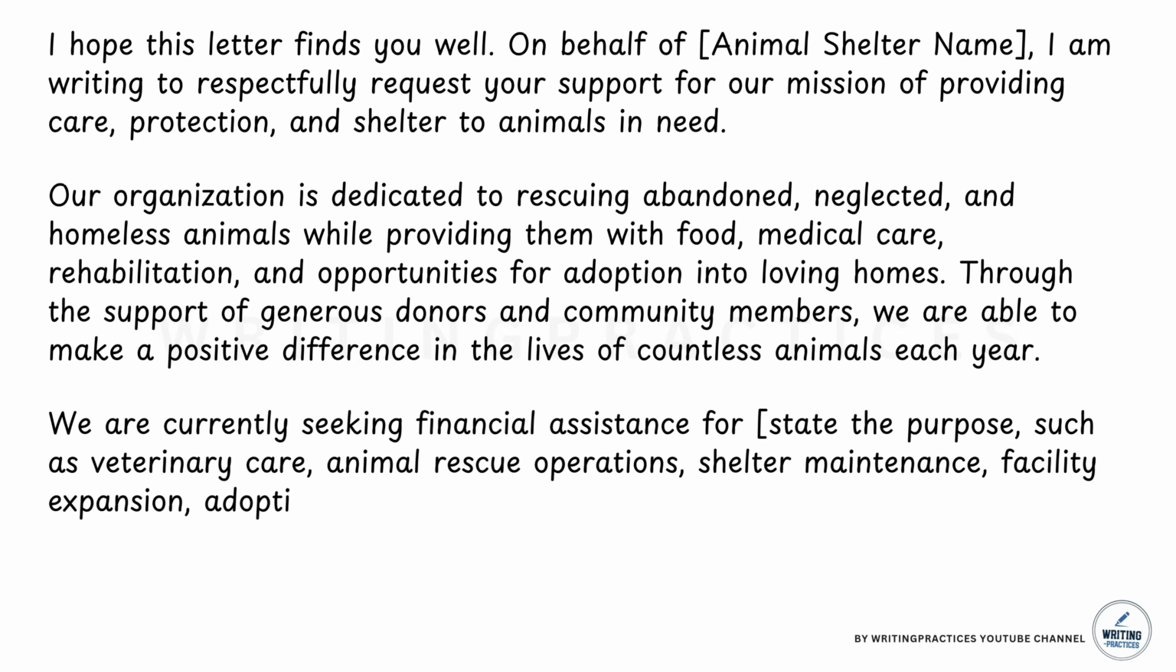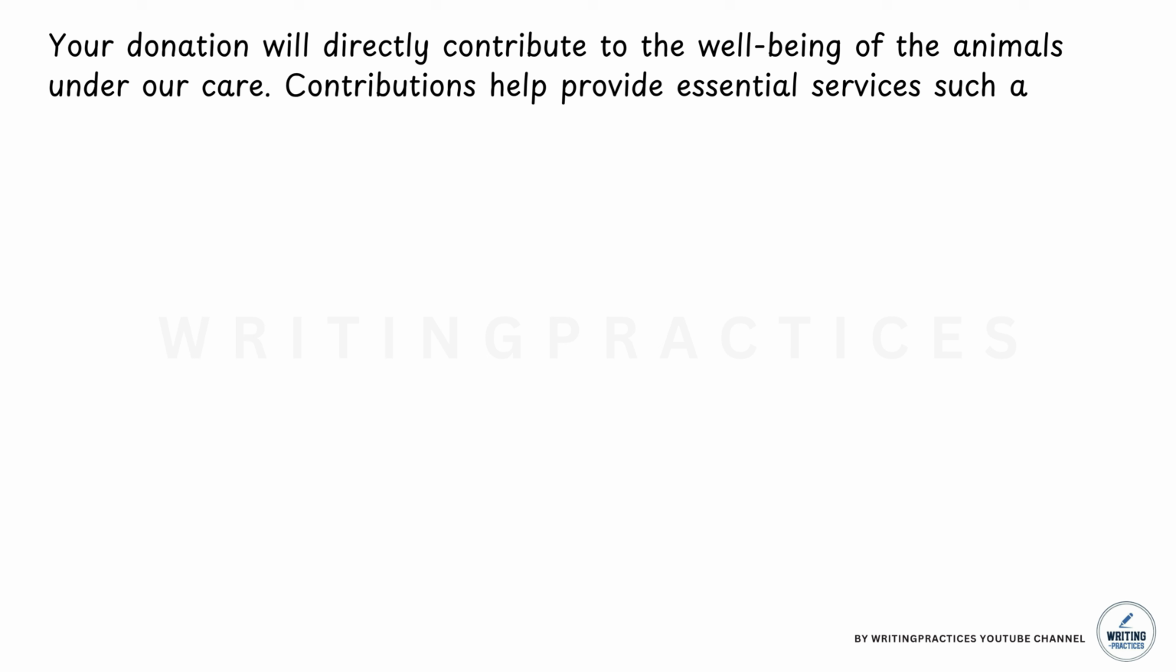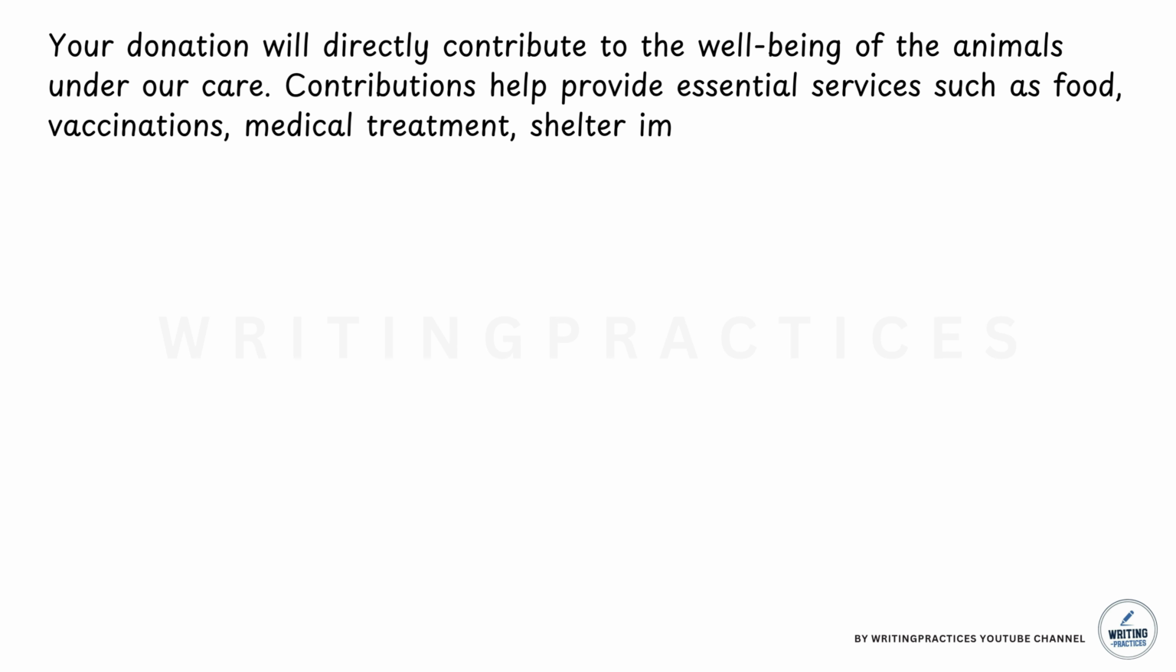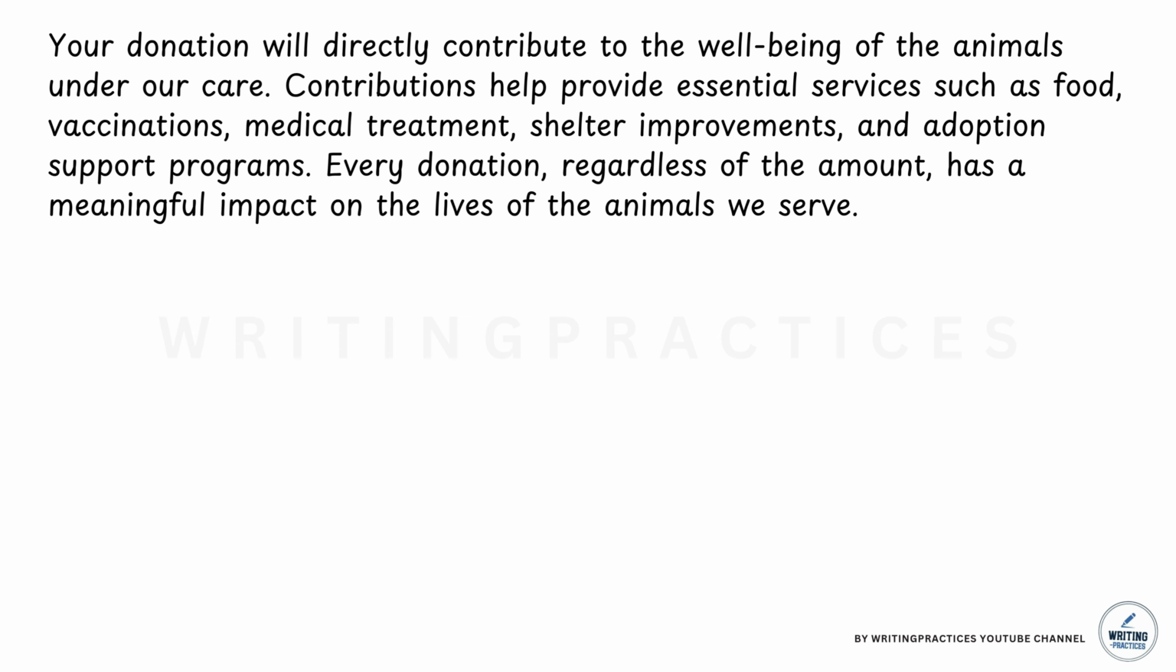Donation impact paragraph. Next, explain how contributions will help. For example, your donation will directly contribute to the well-being of the animals under our care. Contributions help provide essential services such as food, vaccinations, medical treatment, shelter improvements, and adoption support programs. Every donation, regardless of the amount, has a meaningful impact on the lives of the animals we serve. This paragraph shows donors the direct results of their support. People are often more willing to contribute when they understand the impact of their donation.